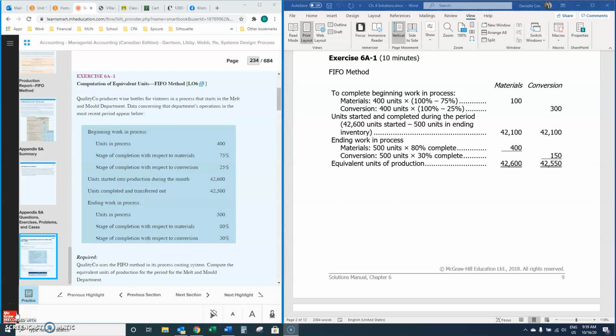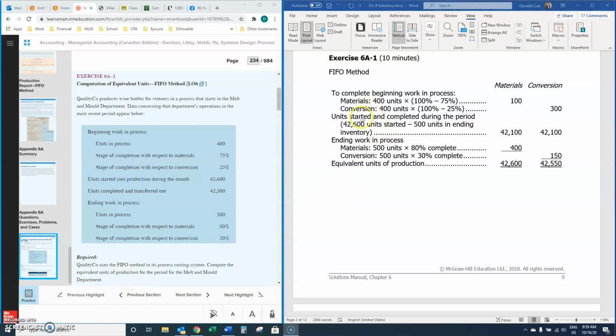All right, let's take a quick look at exercise 6A-1. That's the appendix to chapter 6. So chapter 6 was on the weighted average method. The appendix is on FIFO. So in this question, we're given information related to a department, and we're asked to use the FIFO method to compute equivalent units of production for the period.